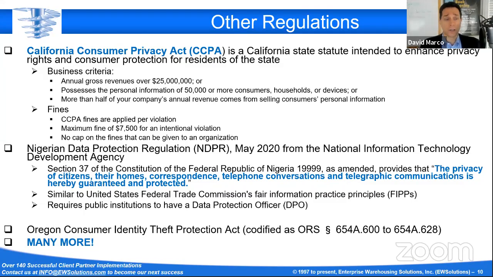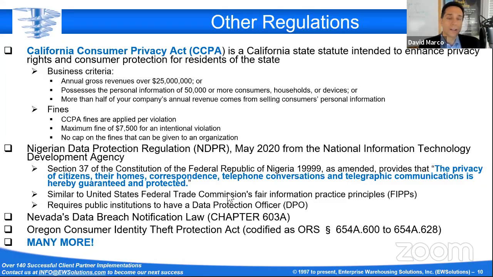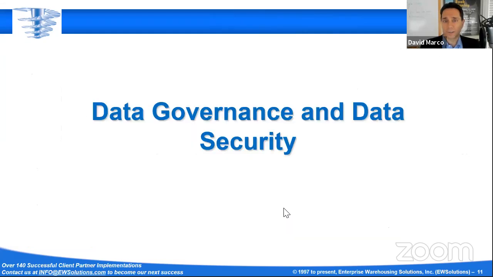It's very similar when you read about the NDPR, very similar to something we have in the United States called FIPPs. If you don't know what FIPPs is, don't worry. It's in a slide coming up. So, other regulations, Nevada has one, the state of Oregon has one, and there are even more. I'm not going to bother you with all of them because when the federal one comes out, which we know it's coming, it's going to probably do away with a lot of these. So let me continue. Let's look at data governance and data security, key topic.